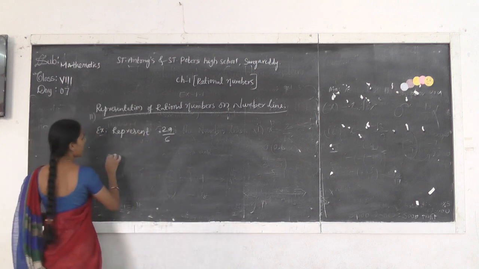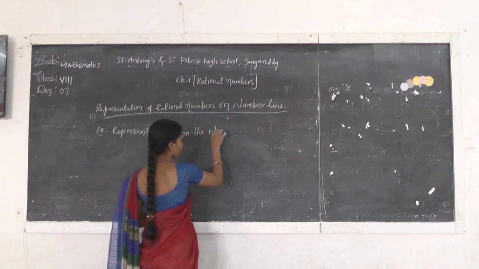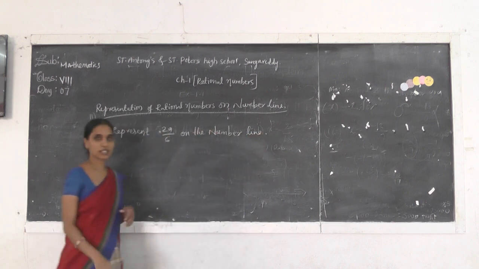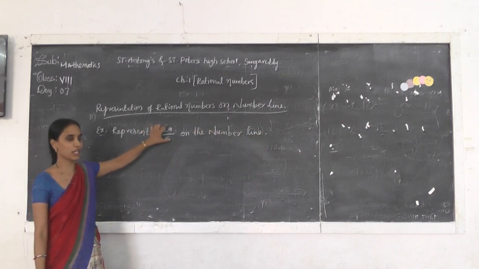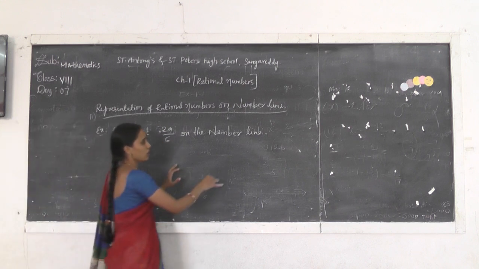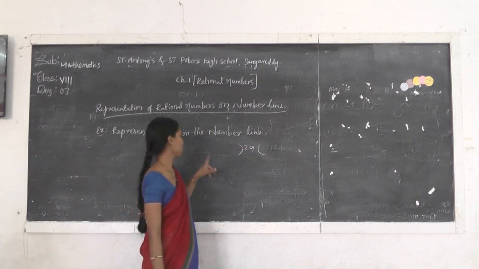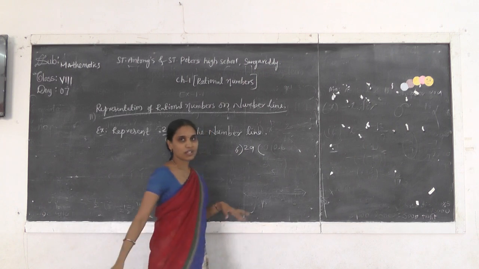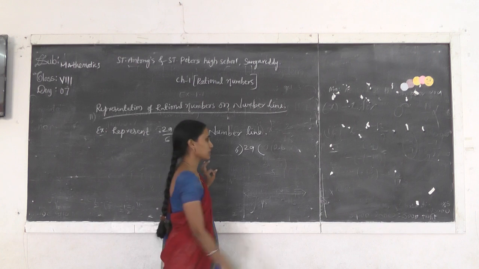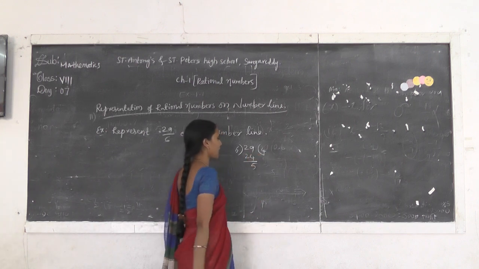First, to represent 29 by 6 on the number line, convert 29 by 6 into a mixed fraction. Already you know how to do the mixed fraction. Take 29, this is the dividend. What is the divisor here? 6. Take the 6 table. 6 4s are 24. 6 5s are 30. So 6 4s are 24, remainder 5. So write the mixed fraction.